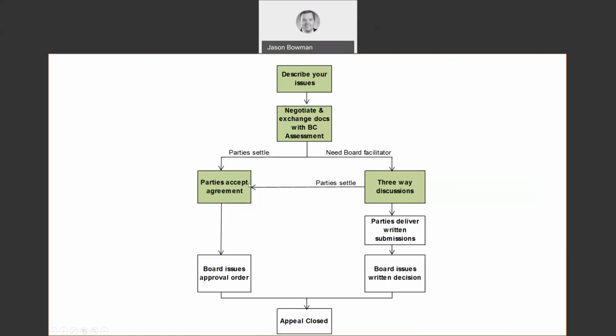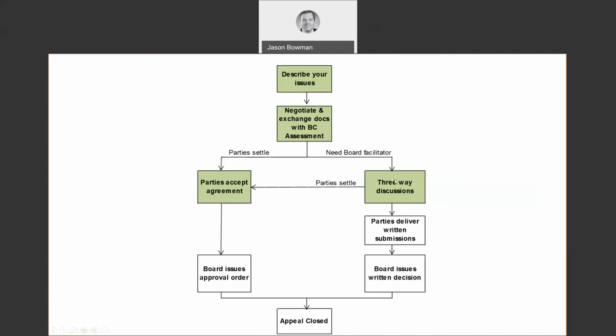Alternatively, if there isn't an immediate agreement, we will introduce a board facilitator into the discussions. You'll see in the tool that at any time, either party can request a board facilitator. So if you find things aren't moving along as well as you'd like, you can request one at any time. However, do keep in mind that myself and other board members are sometimes reviewing the discussions going back and forth, and if we see that there's a stall or it's not moving as well as we would like, we may jump in and offer our services as well.